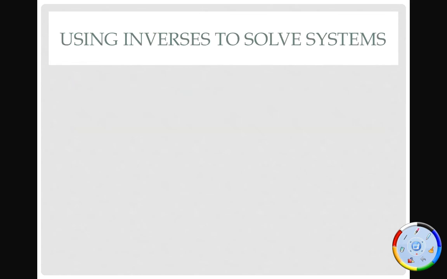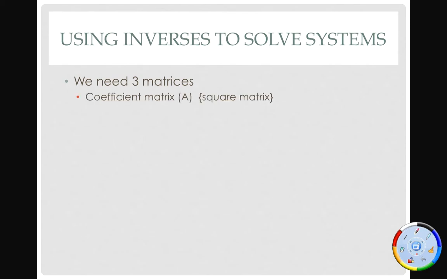The last thing I'm going to talk about here is using inverses to solve systems of equations. What you need are three matrices, basically. What you need is a coefficient matrix. Now, this is going to be kind of a calculator thing, even though I'm going to want you guys to do small ones. You're going to need a coefficient matrix, which has to be square. That's why if you have three variables, you need three equations, that sort of idea. You need a variable matrix, which is not square. And you need a solutions matrix, which is not square.